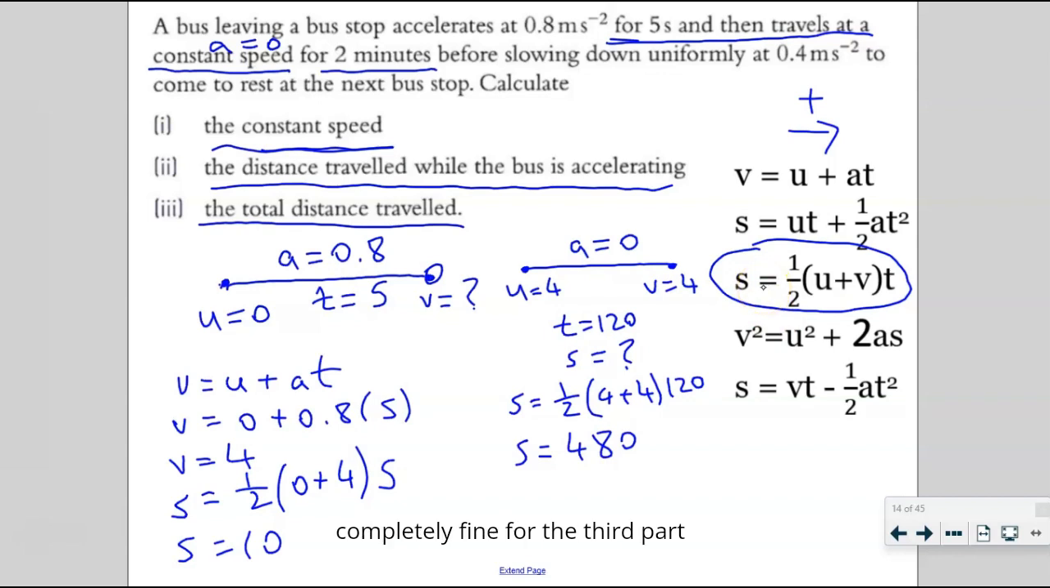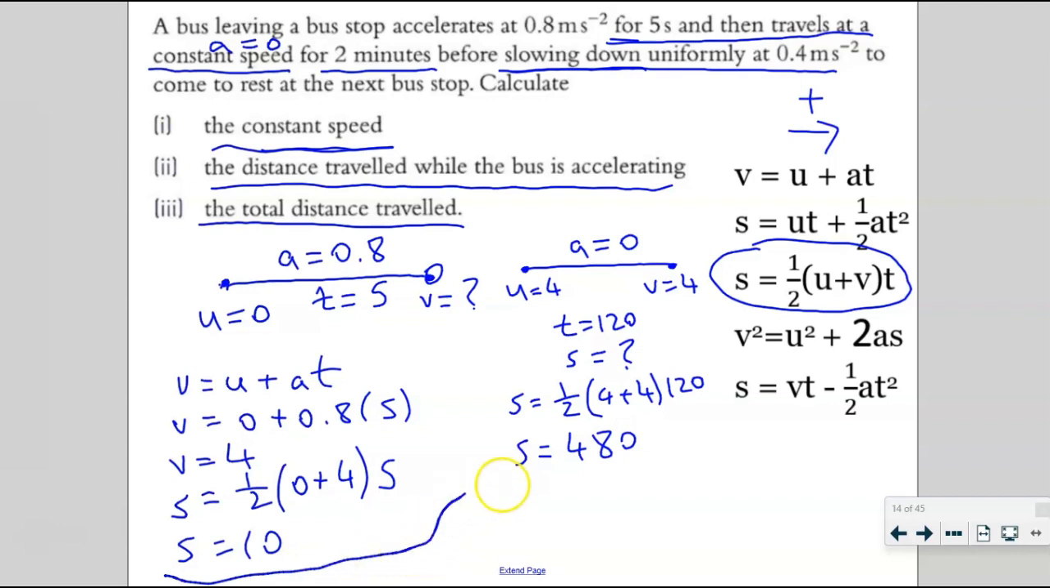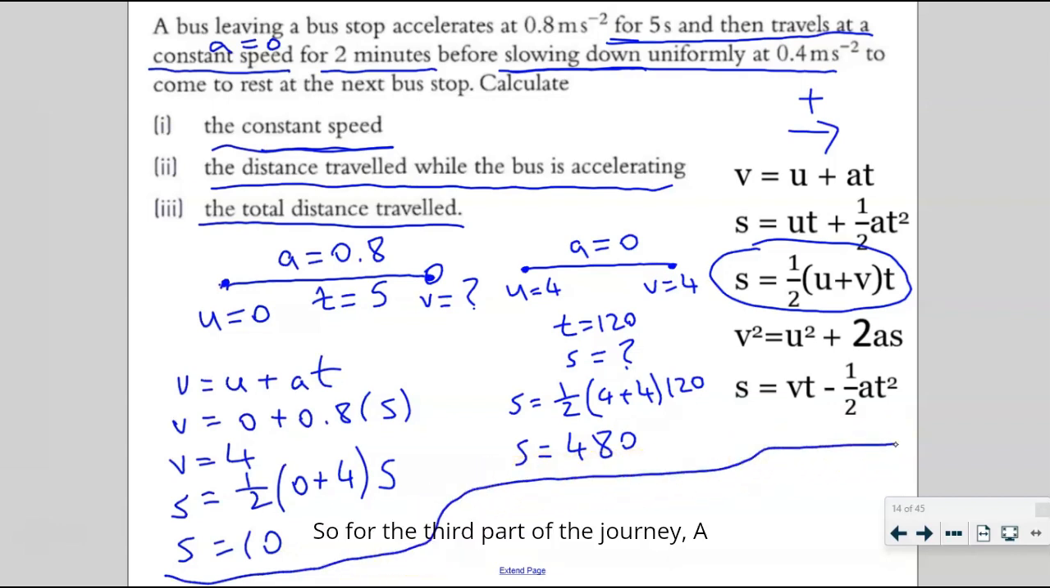For the third part of the journey, now remember keywords. Slowing down means deceleration. So it's slowing down at 0.4. Okay, so let's do the third part. For the third part of the journey, a will be negative 0.4. That's deceleration because it's slowing down.